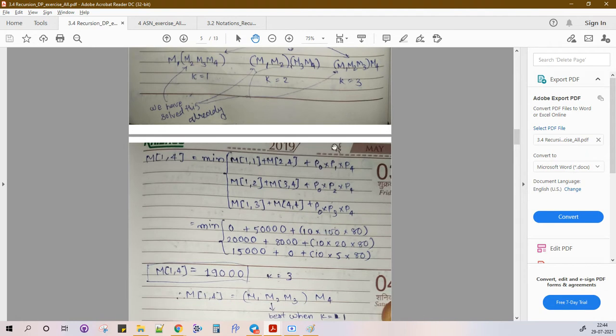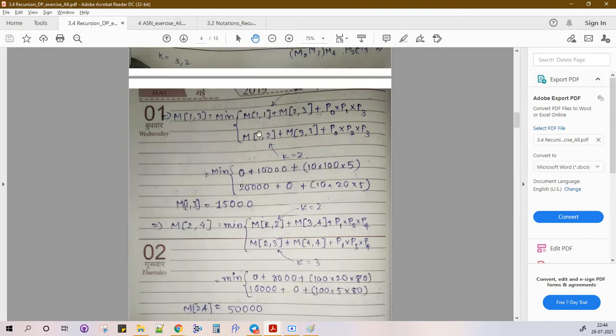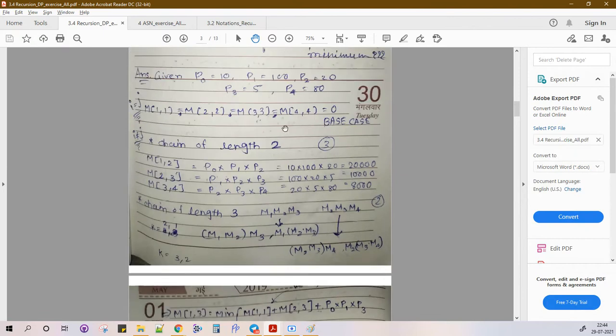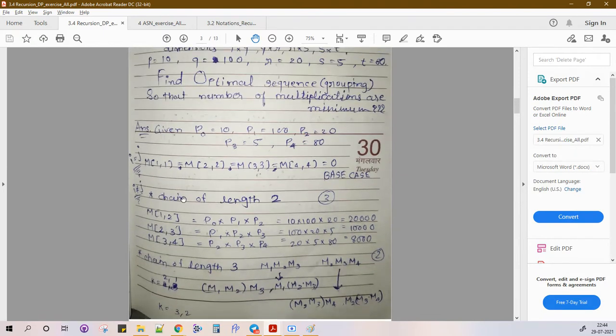And if you see here, we have so many subproblems. We need to solve the multiplication cost of m2, m3, m4, that is 2 to 4. What is the cost of m13, m1, m2, m3? That's why we need to solve the chain of 3. And to solve the chain of 3 we need to know the multiplication cost of m2 m3, m1 m2. That's why we need to solve the chain of 2. And chain of 1 is 0, right? Because we can't multiply, what is the meaning of m11?